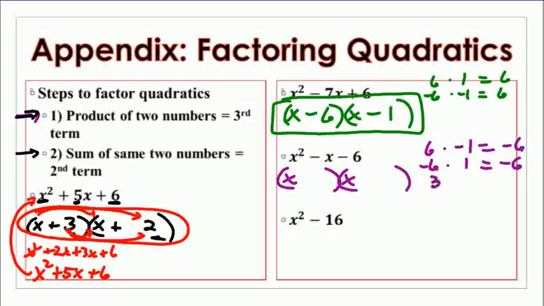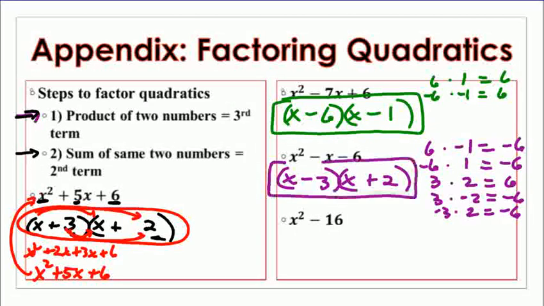I can do 3 times 2 gives me 6, but 3 plus 2 gives me 5, so that doesn't work. 3 times -2 gives me -6. 3 plus -2 gives me a positive 1, so I'm close, but it's not that one. Negative 3 times a positive 2 gives me -6. Negative 3 plus 2 gives me -1. Therefore, my answer would be negative 3 and a positive 2. Here's my binomial.